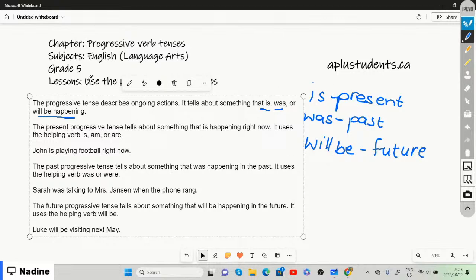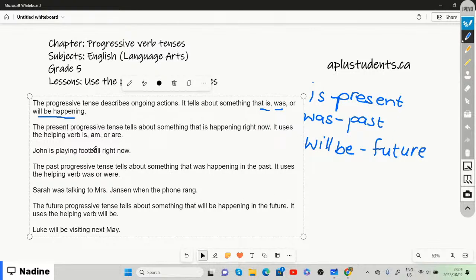So that is what we're talking about with ongoing action, and specifically if you hear words like is, was, and will be happening. So if we hear those three words, you must know it is either something that happened already, it's happening now, or it will be happening, right?